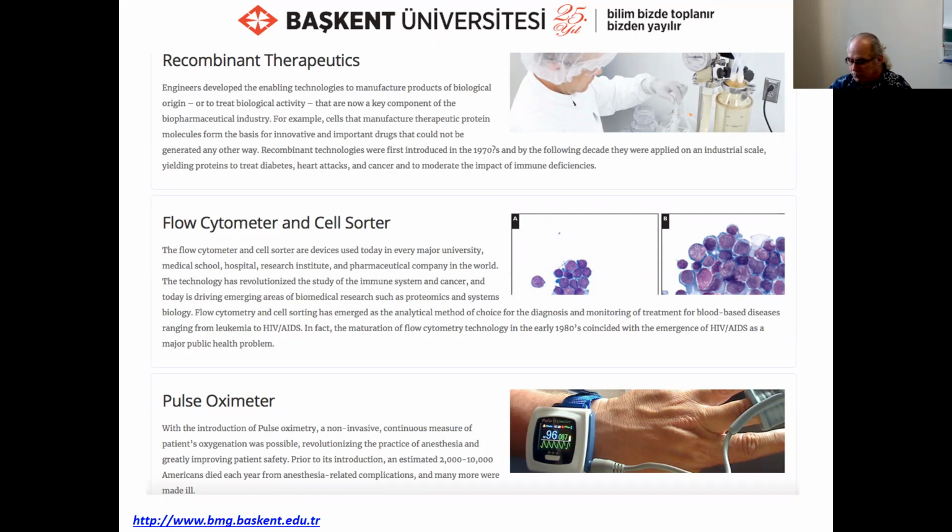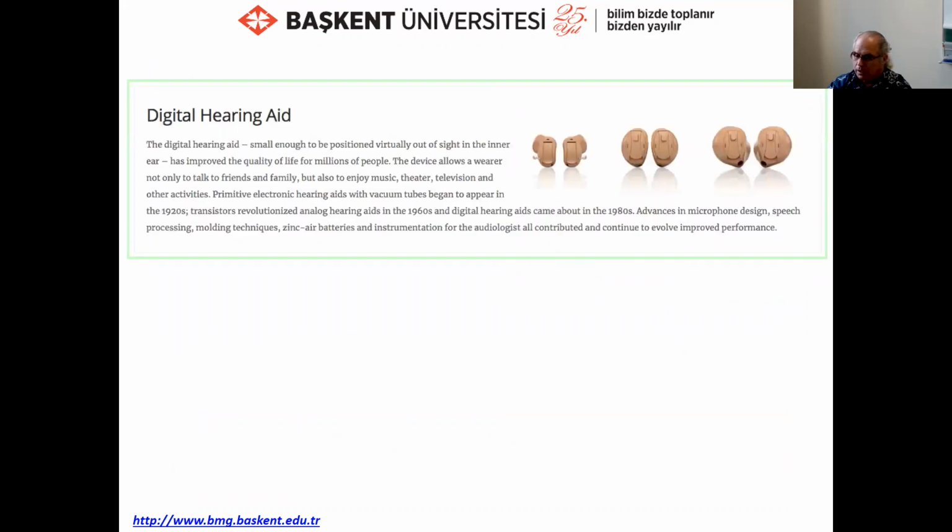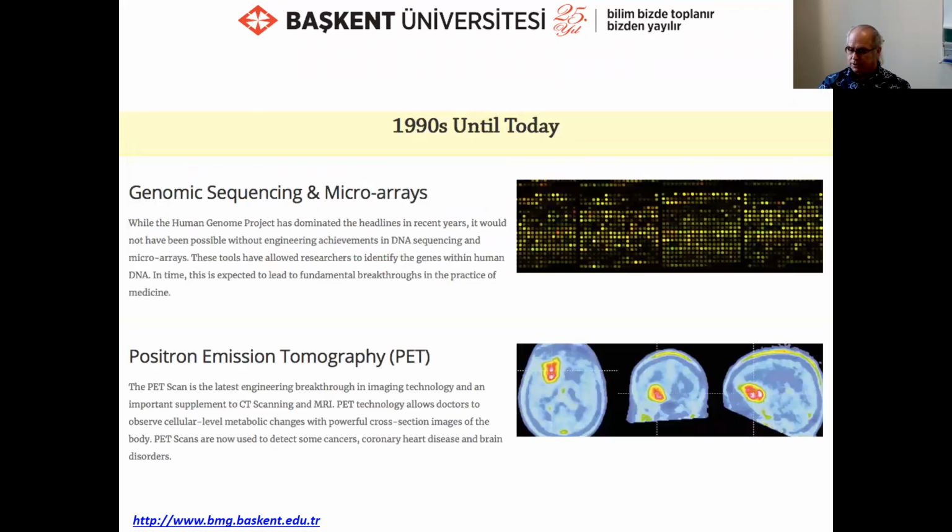Those are personalized devices nowadays, and everybody can use them directly with a small apparatus. And finally, during that time, the digital hearing aid appeared. Those are 80s technologies, but nowadays we have very advanced, very improved devices related to this subject.